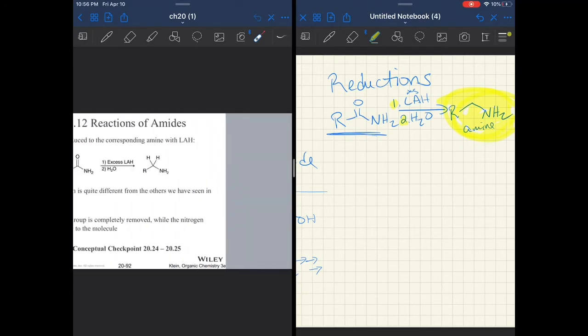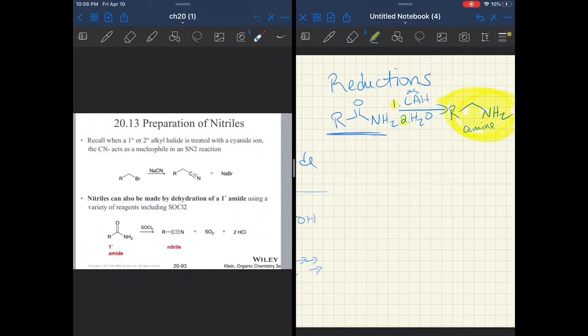And that's it for amides, right? It's short. It doesn't do a lot. You can hydrolyze them with some pressure. You can reduce them. You really can't do much else with them, at least nothing that we're going to approach in this chapter. We're going to finish off talking about nitriles.